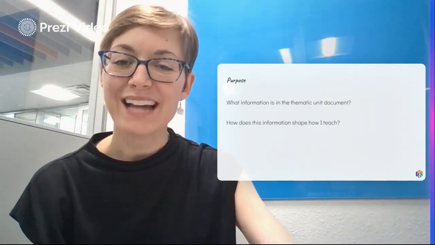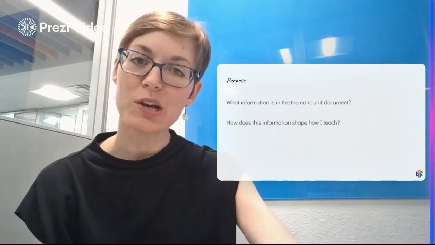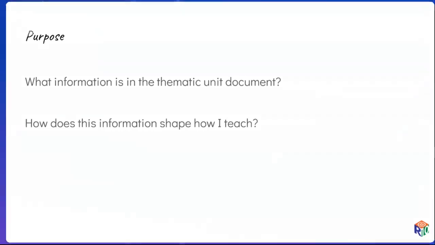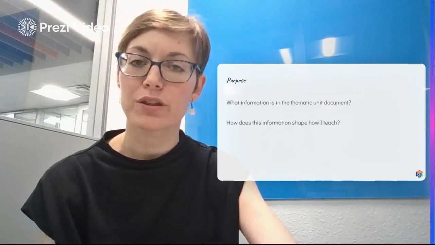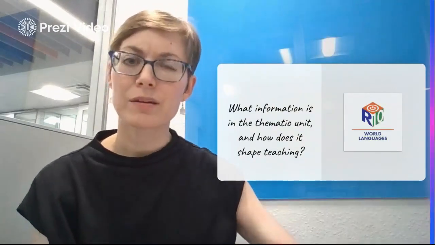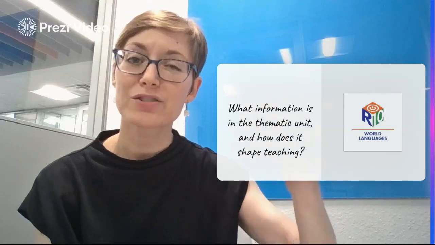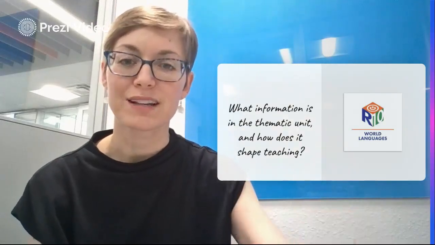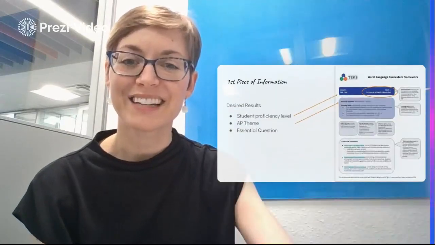Let's go ahead and dive in and look at some questions that will shape our learning for today. First question: what information is in the thematic unit document, and how does this information shape how I teach? If you're new to teaching thematic units, we need to know how to read that thematic unit and really understand the parts of the unit and their purpose. So let's take a look here.